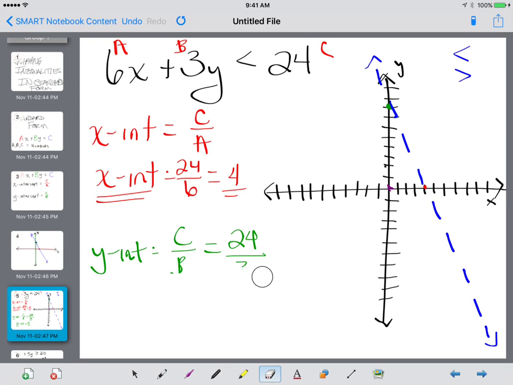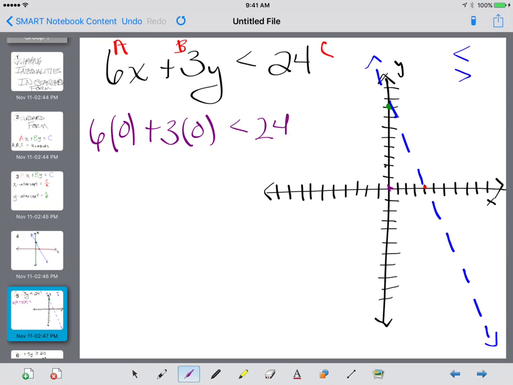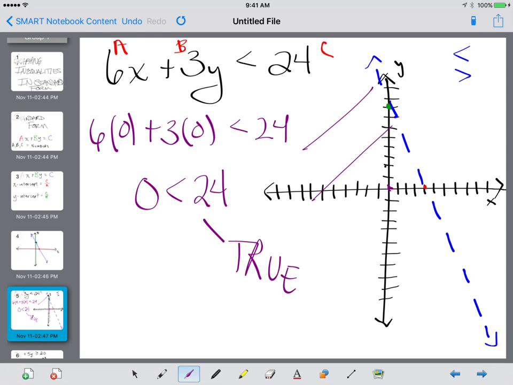Okay, I'm going to erase this to give me a little more room to work. So I picked the point 0, 0 because I'm going to plug 0 in for x and 0 in for y. Well, this is going to be 6 times 0 plus 3 times 0 is less than 24. Well, 6 times 0 is 0 plus 3 times 0, well, we just have 0 less than 24. And we ask ourselves, is that a true or false statement? Well, this is true. So if it is true on the same side as 0, 0, then I need to shade that same side. So for all of these, you're going to be looking for the x and y intercept and a spot to shade.